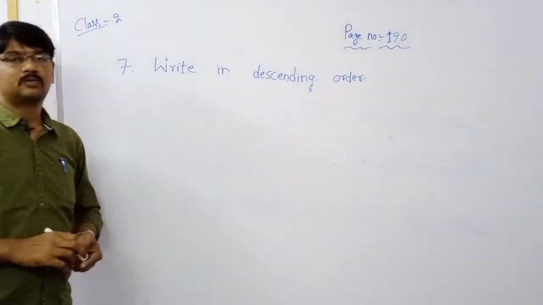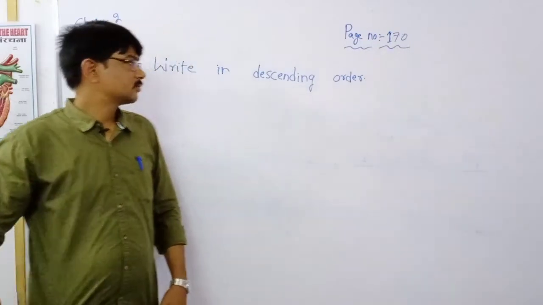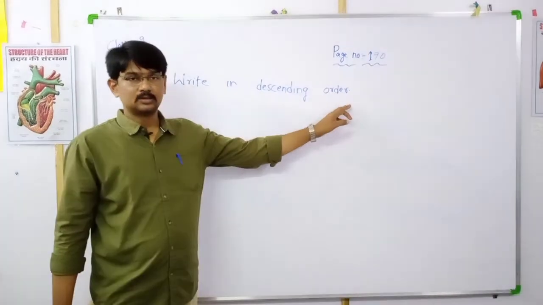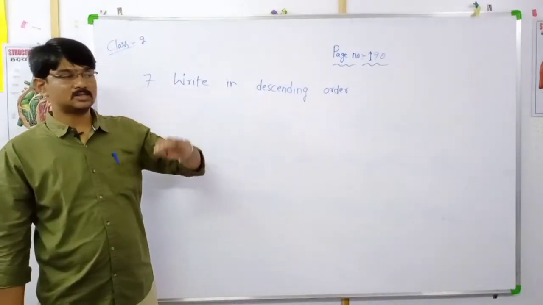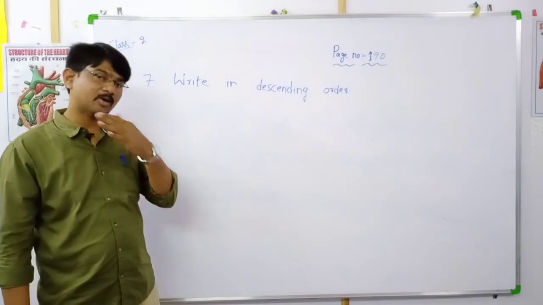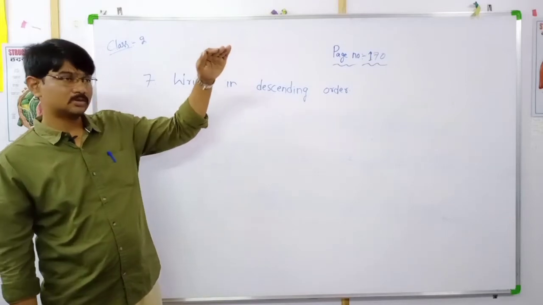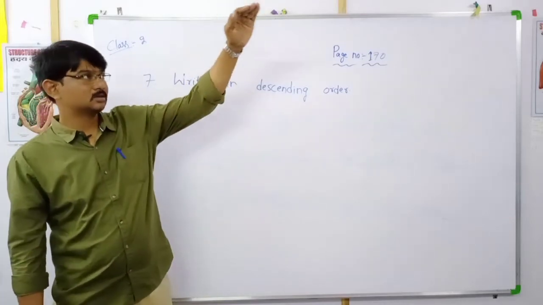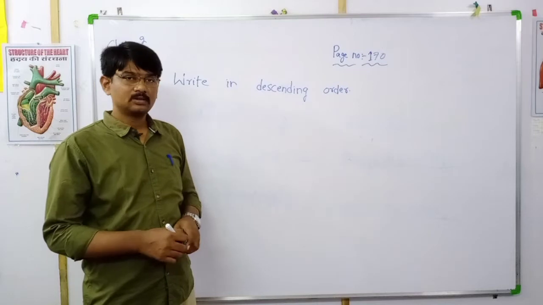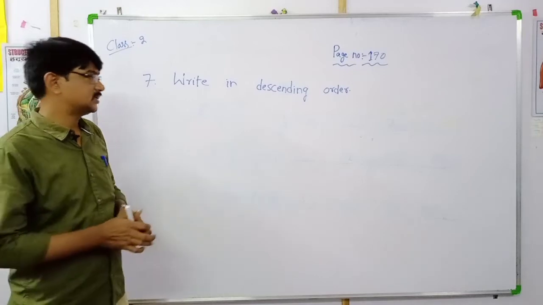Page number 170. What is the question? Write in descending order. Ascending order is writing the numbers small to big. Now descending order means exactly the opposite of ascending order. It means first big to small: first the biggest number, second big number, third big number, lastly the small number. About descending order also, let us have some examples here.